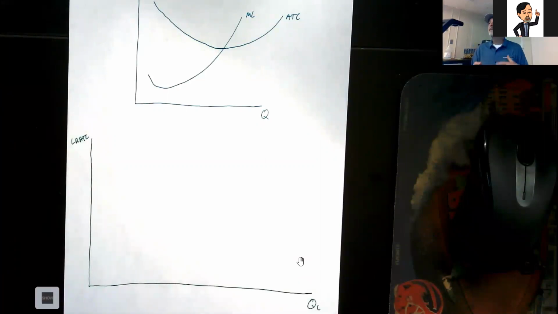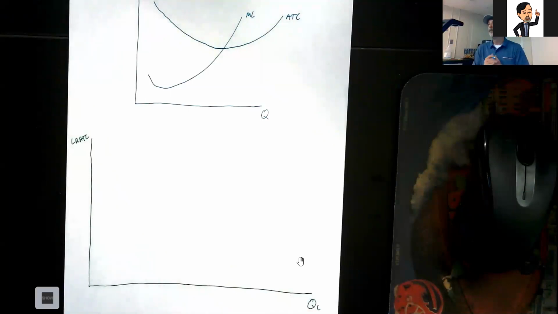So here's our thing, right? LRATC, long run average total cost. So now we are into the Julian average total cost, or the long run, because he's tall. Get it? We're out of the JADA run. We're now into the Julian run.